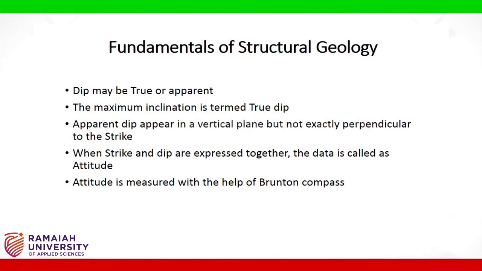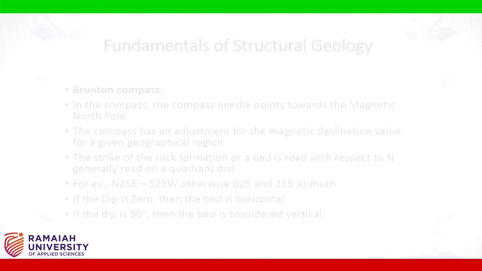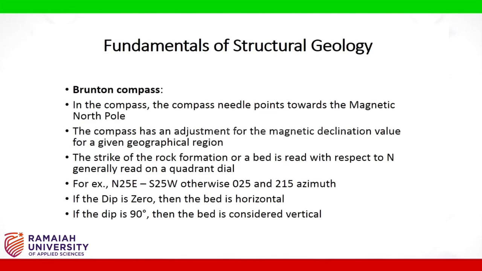Attitude is measured with the help of a Brunton compass. In the compass, the needle points towards the magnetic north pole. The compass has an adjustment for the magnetic declination value for a given geological region. The strike of the rock formation or a bed is read with respect to north, generally on a quadrant dial. For example, north 25 degrees east, south 25 degrees west, otherwise 025 and 215 azimuth.